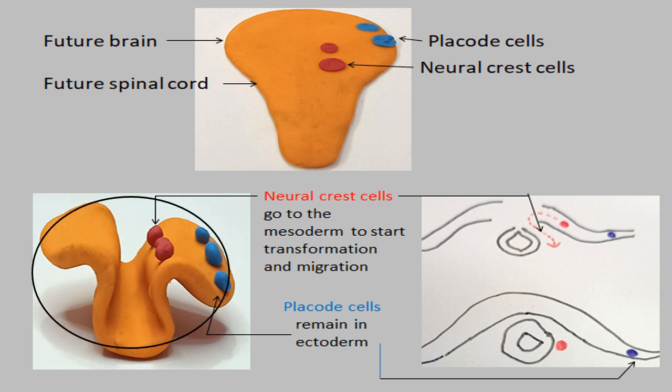This model represents the folding process. The edges of the tube tend to fuse together, and the remaining edges also tend to fuse together to close above the neural tube. While this is happening, the neural crest cells tend to escape the ectoderm towards the mesoderm to undergo transformation into mesenchymal cells, while the placode cells remain in the ectoderm as shown in the diagram on the right side.